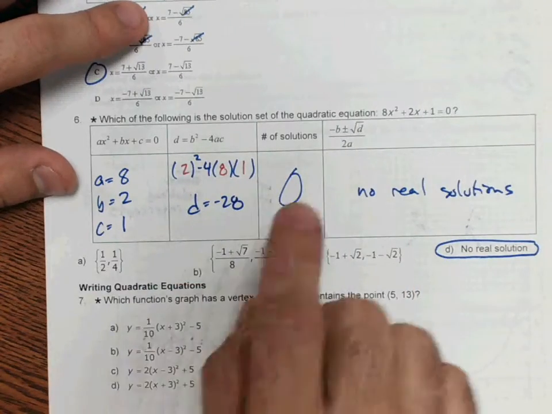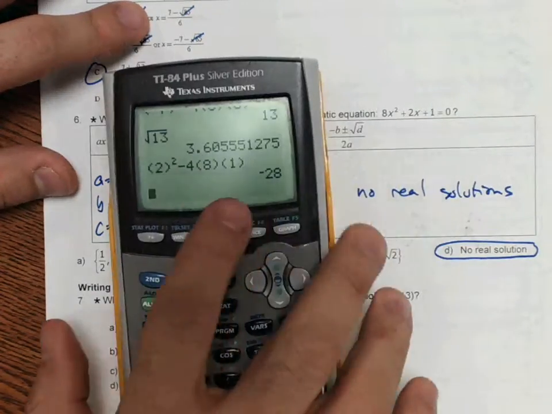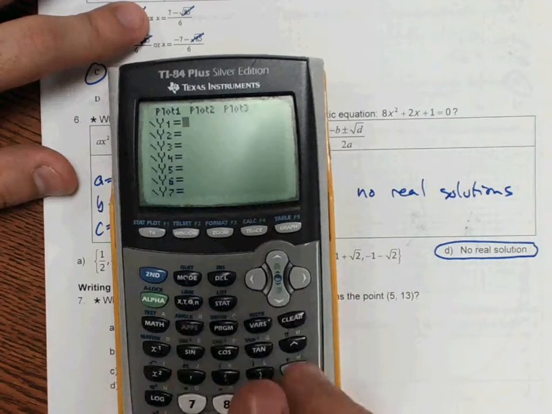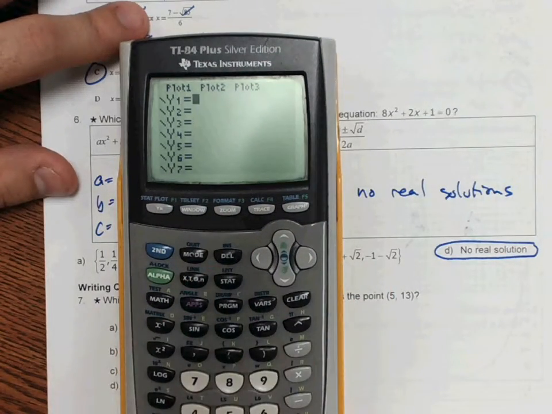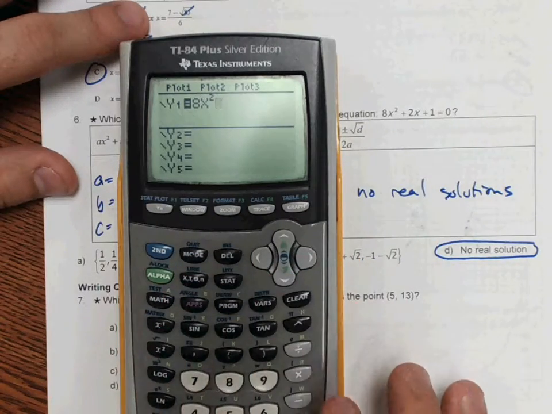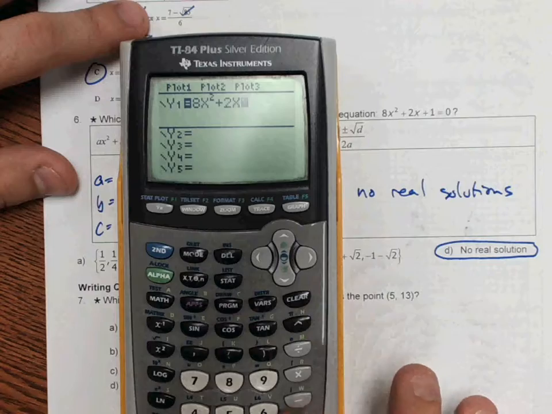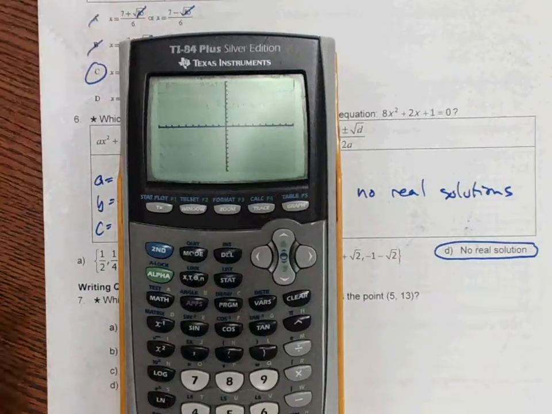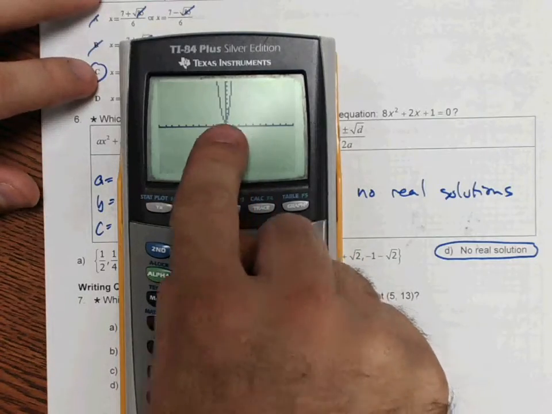So one way you can check is if it's already solved, you can plug it into the calculator, and no solutions means that this graph will never touch the x-axis. So we're going to check and make sure that's the case. So 8x squared plus 2x plus 1. If I graph that, it shouldn't cross the x-axis. And if you look there, it doesn't look like it does.